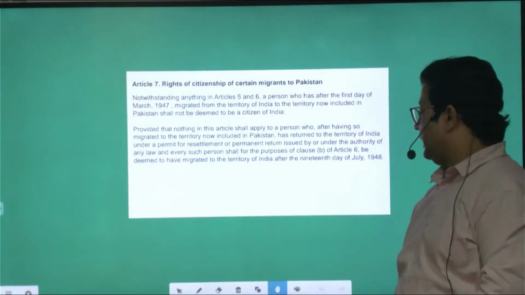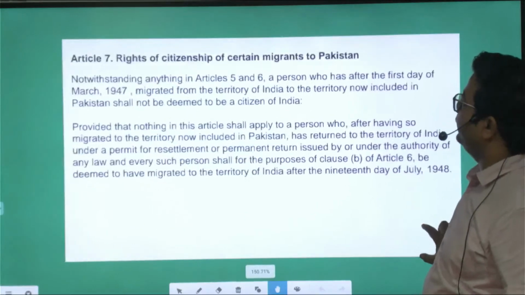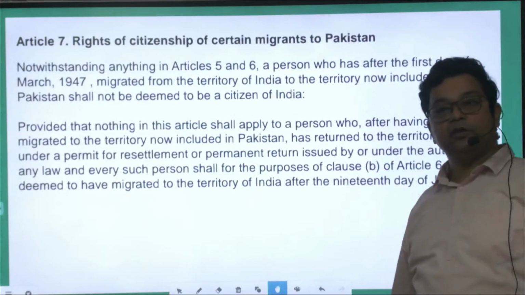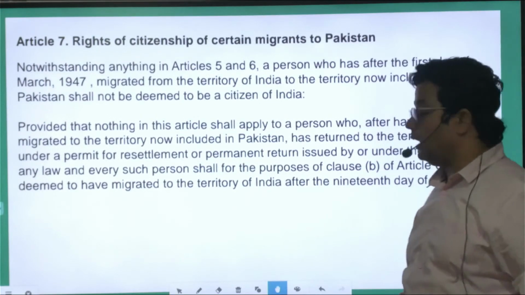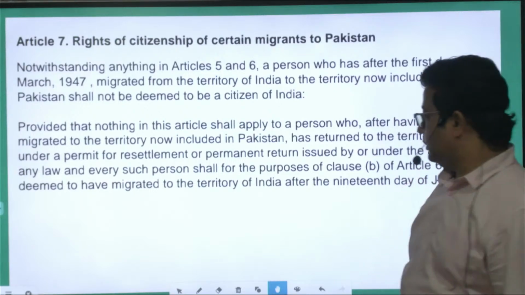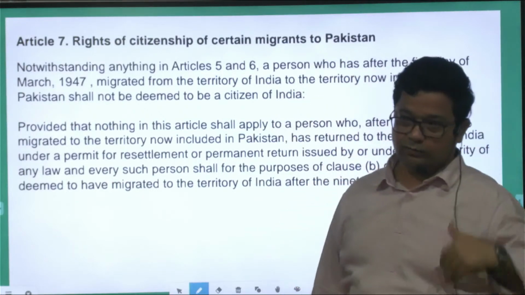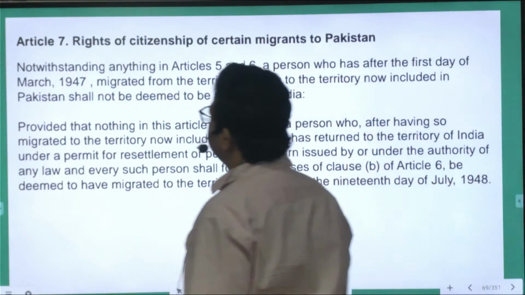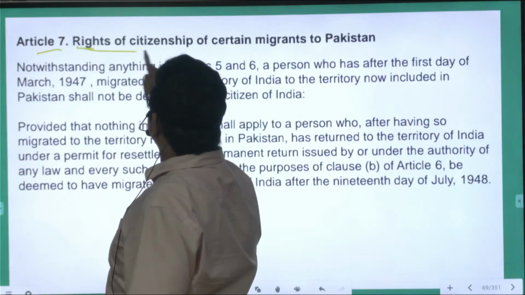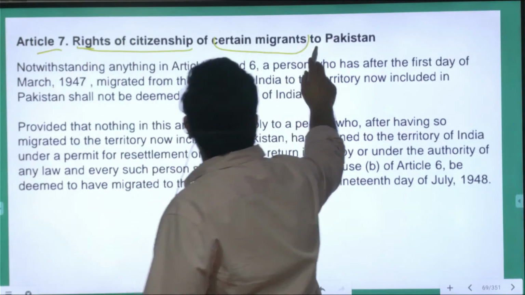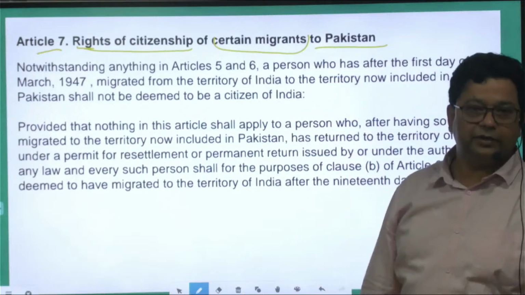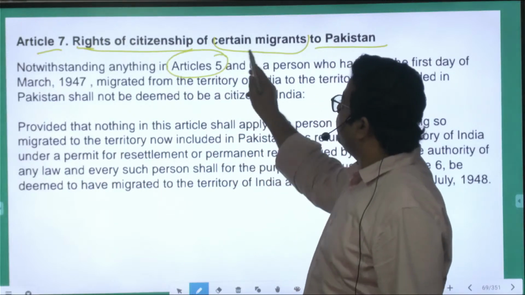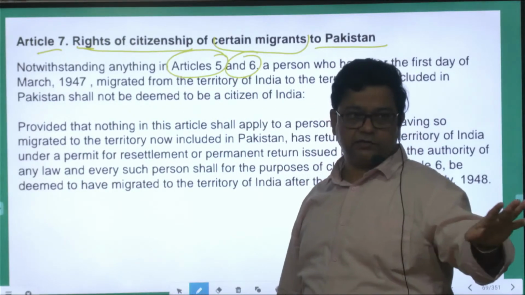Next is Article 7. Article 7 talks about those who migrated to Pakistan from India. Some people will go there too, and after going they realised they should come back. So Article 7 is about the rights of citizenship of certain migrants to Pakistan. What does it say? It says, in spite of anything in Article 5 or Article 6, which we have discussed.